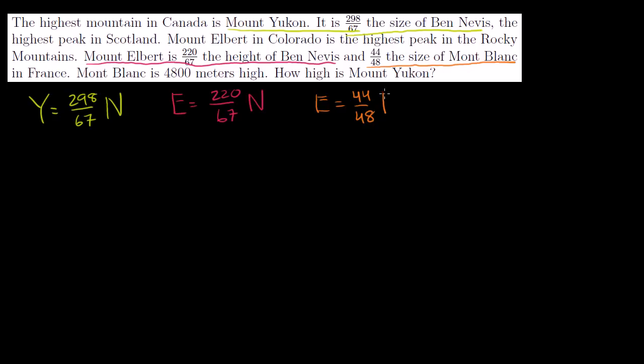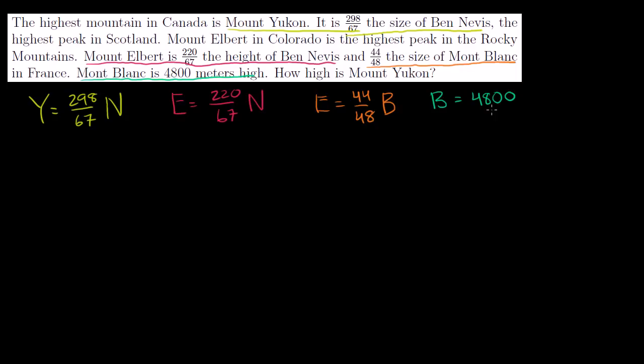Let's write B for Mont Blanc. They also tell us Mont Blanc is 4,800 meters high. So B is equal to 4,800. And they ask us, how high is Mount Yukon? So we have to figure out y. Let's see if we can work backwards and figure out all the variables in between.